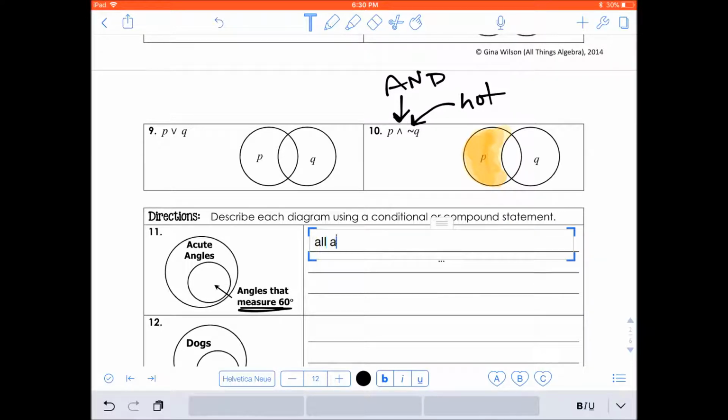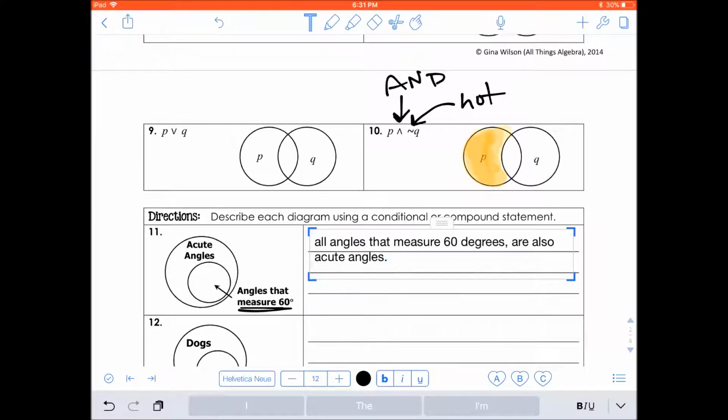So we're trying to say that all of the things in there, all angles, all the angles that measure 60 degrees are what? They're also inside of that bigger circle, so all the angles that measure 60 degrees are also acute angles. So this is a compound statement. This is one way to write it.